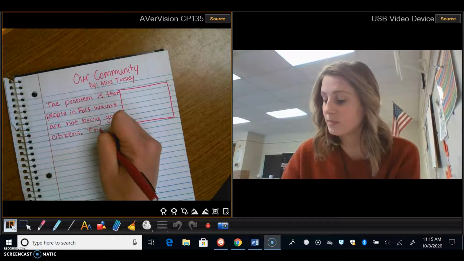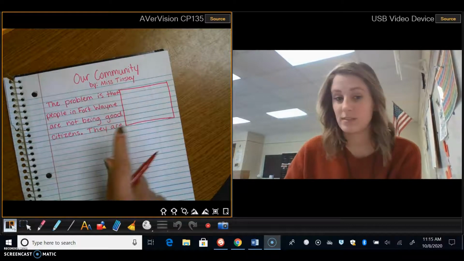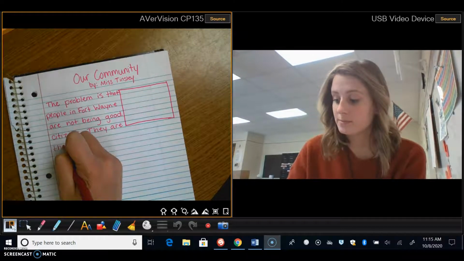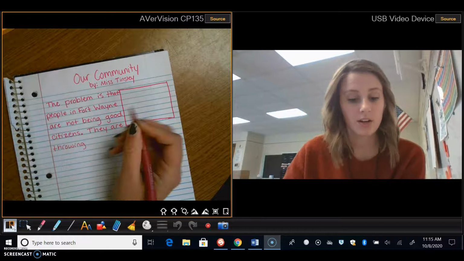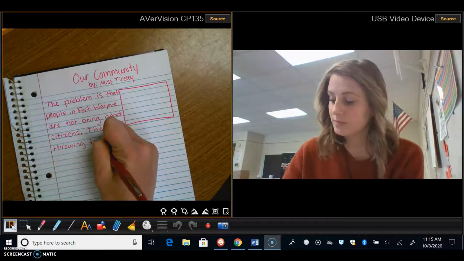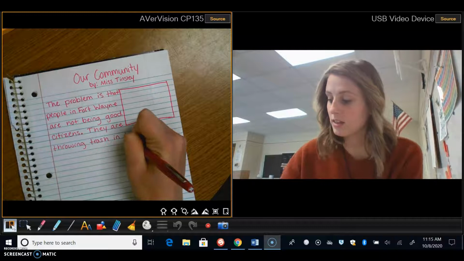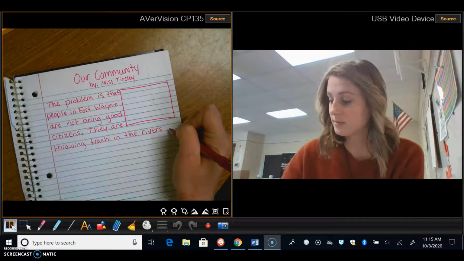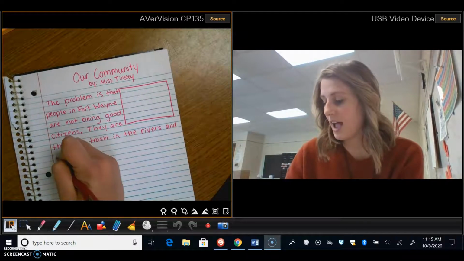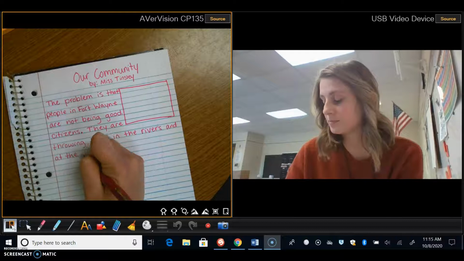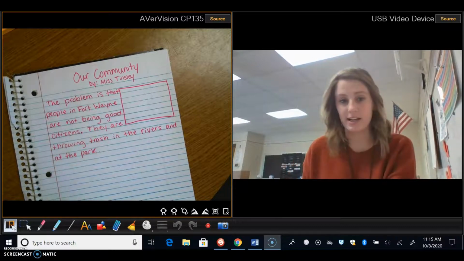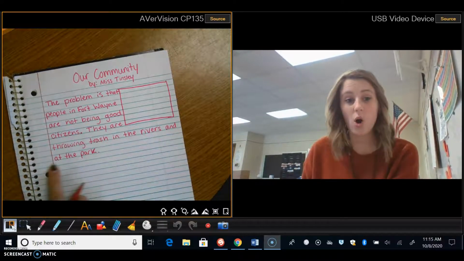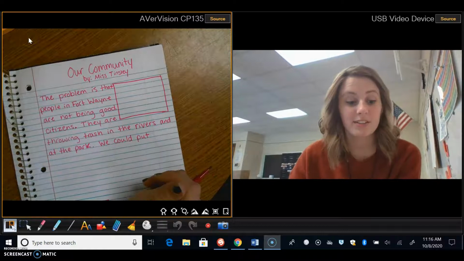They are, and I notice my box is still here, so I'm going to my next line, throwing trash in the rivers and at the park. Period. And notice how I don't have a picture box down here, so I'm writing all the way down the line. So now we need to add the rest of our details.